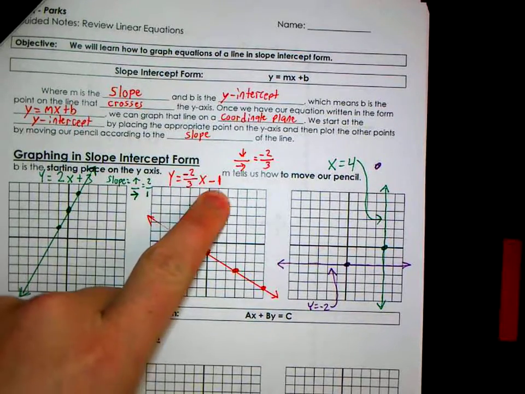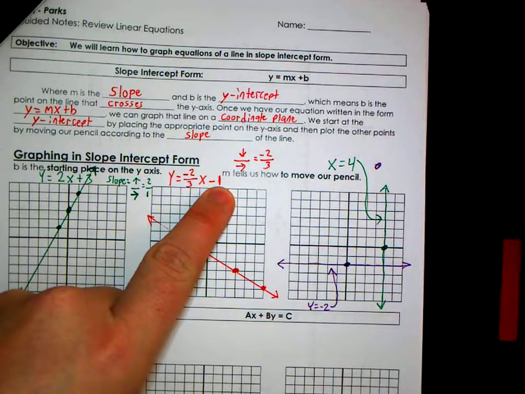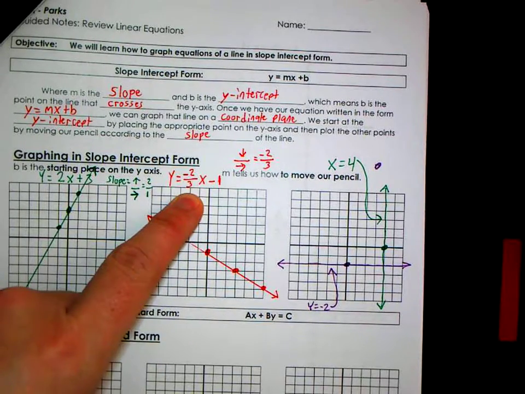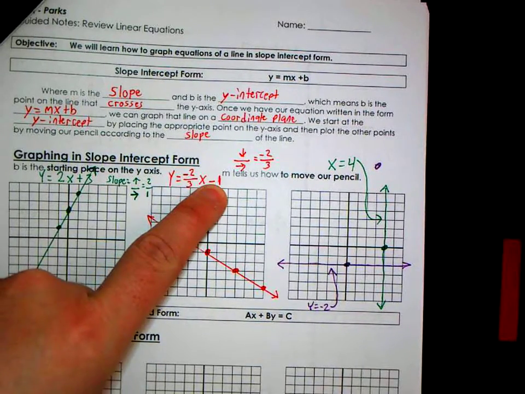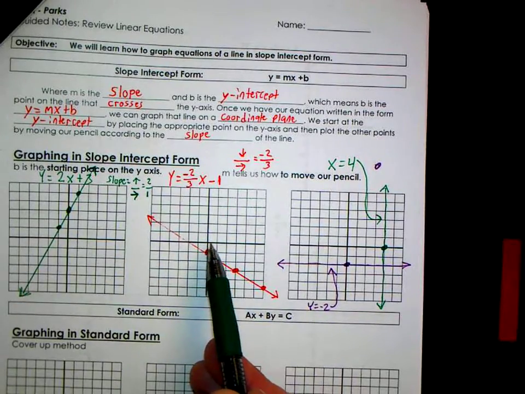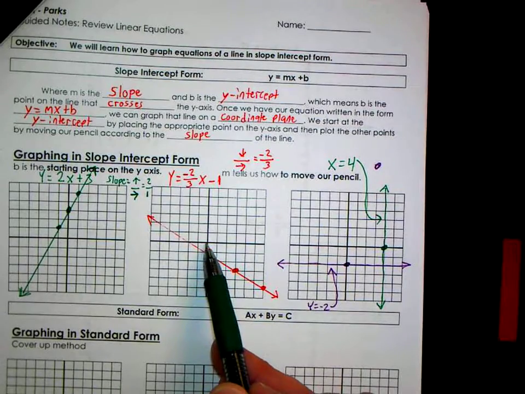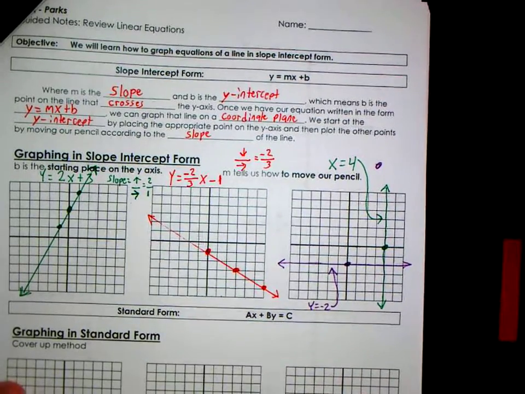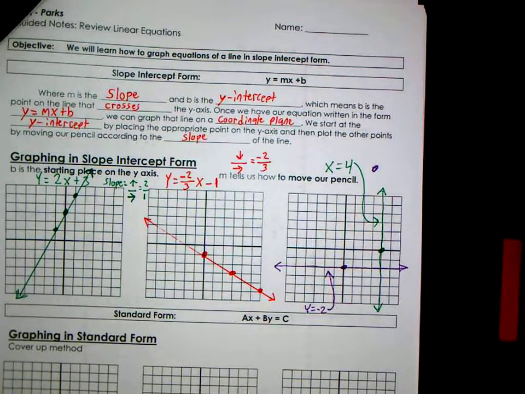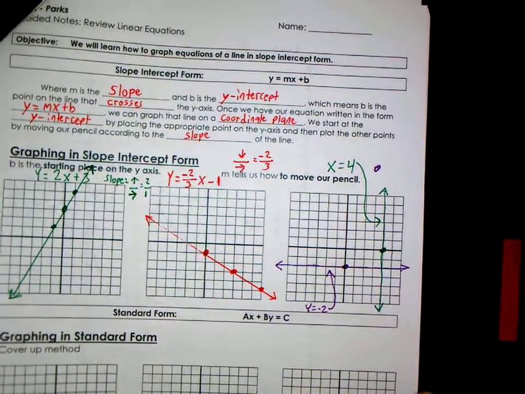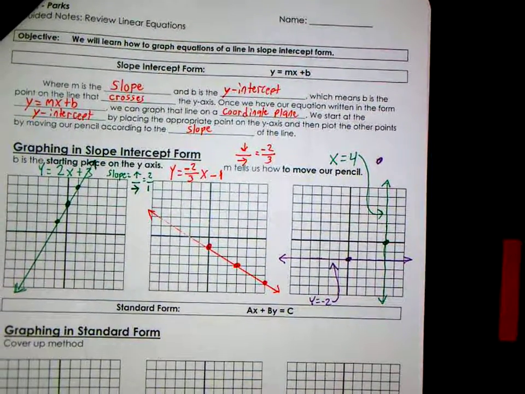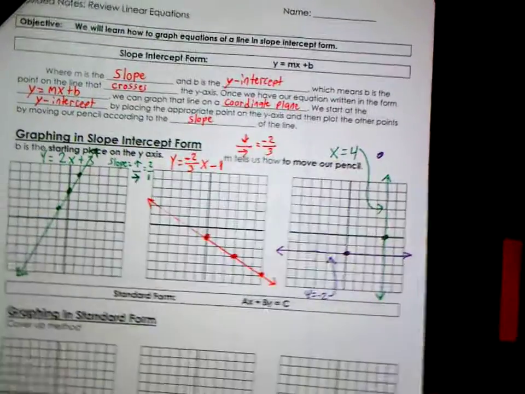Now, if there is not a number out here, such as a negative 2/3 x, then just put a +0. That means you're going to start at the origin. The y-intercept is 0. So if they have no number out here, just start at 0. That's your y-intercept. We're just going to talk about slope-intercept form today. There's really nothing more to show you.